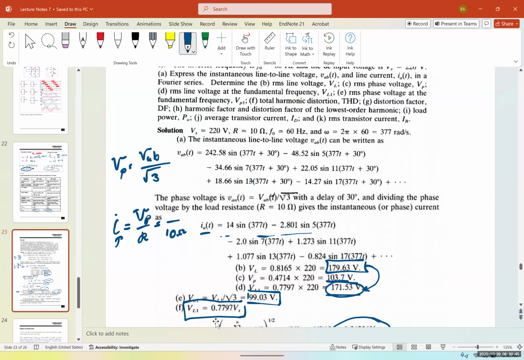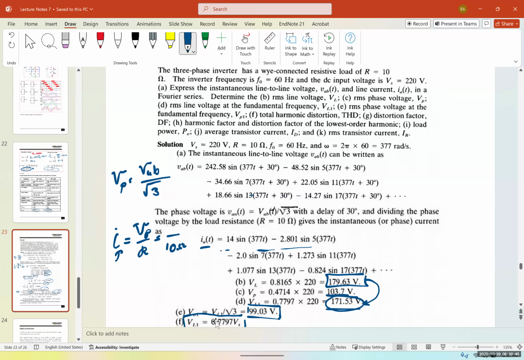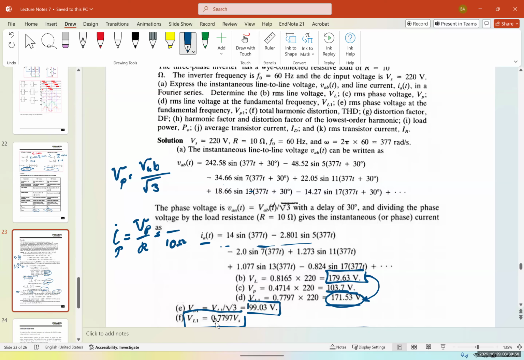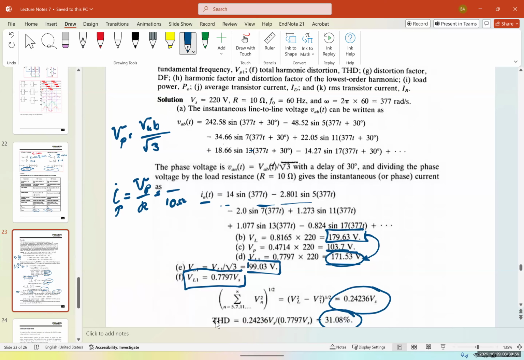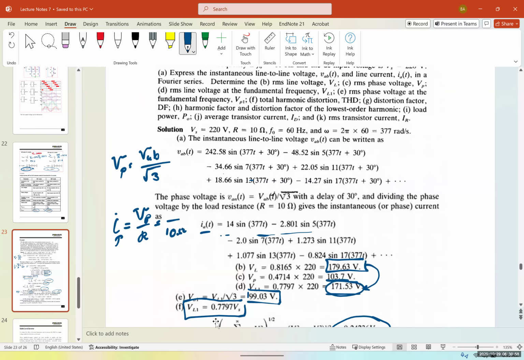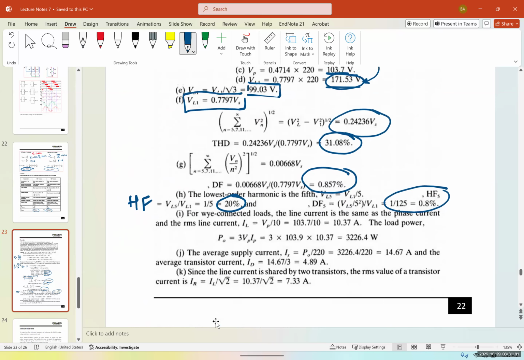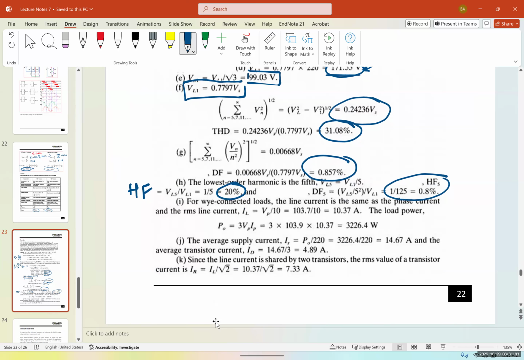What else are they asking for? Average transistor current and RMS transistor current. So the lowest order harmonic, we already found it. For Y connection loads, the line current is the same as the phase current, and the RMS line current, IL, would be I phase over 10, Ohm's law, gives us 10.37 amps.